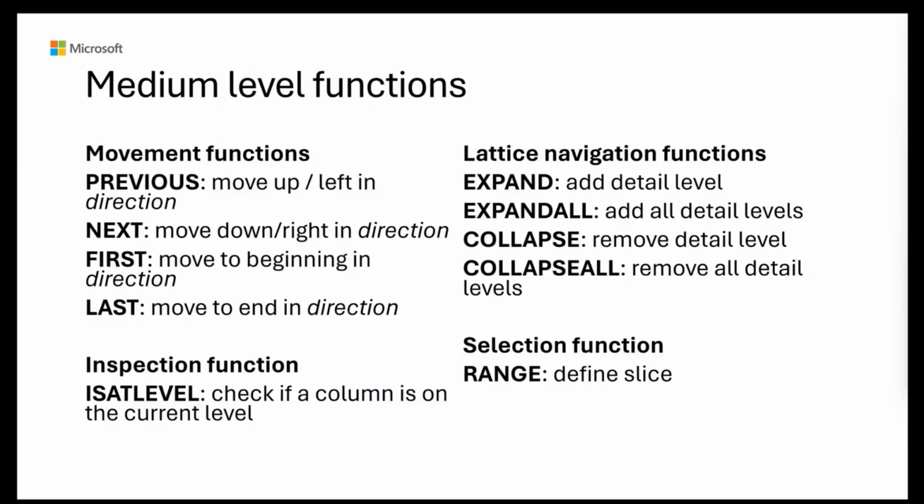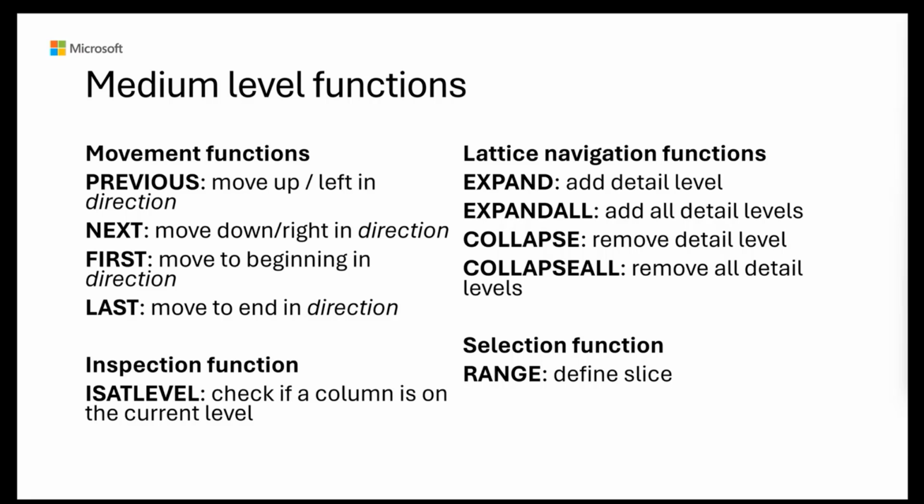So these are all the medium level functions that we have. We have movement functions. Previous: move up or left in a certain direction. Next: move down or to the right in a certain direction. First is jump to the beginning of a direction. Last is move to the end of a direction. So if you have index years, and you want to compare something against an index year, then first is your friend.